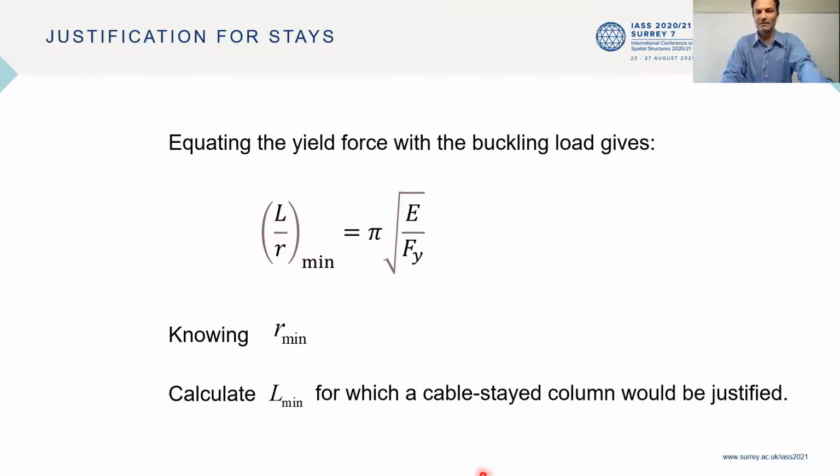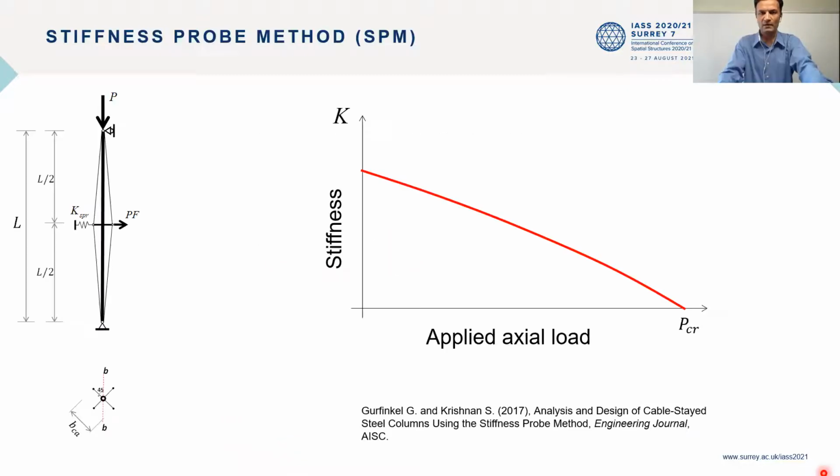So when is a cable stay justified? If we equate the yield force to the buckling load of a column and calculate the slenderness ratio, knowing the radius of gyration, we can calculate the minimum length for which a cable stayed column would be justified. We know that slender columns are vulnerable to buckling, and so are cable stayed columns.